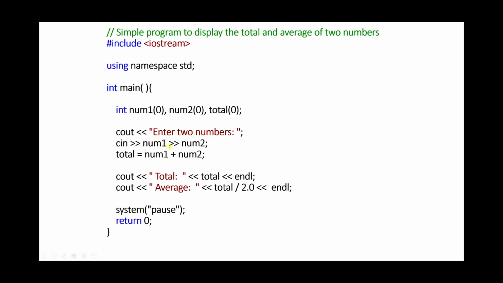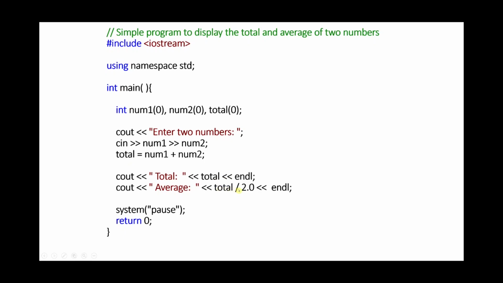I would enter 2 inputs. I would separate them with an enter or a space for the first one to be stored in num1, the second to be stored in num2. Then total equals num1 plus num2. This is adding num1 and num2 and storing the result in total. Then I print the total and print the total divided by 2.